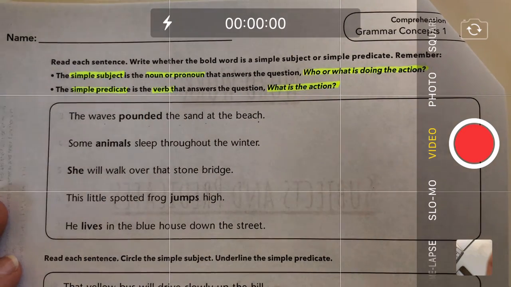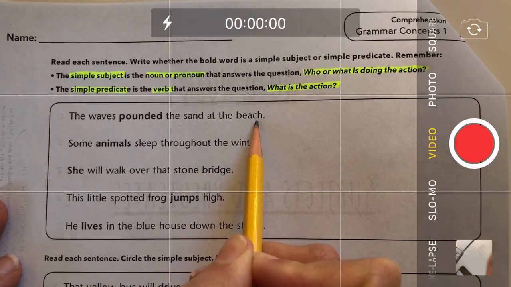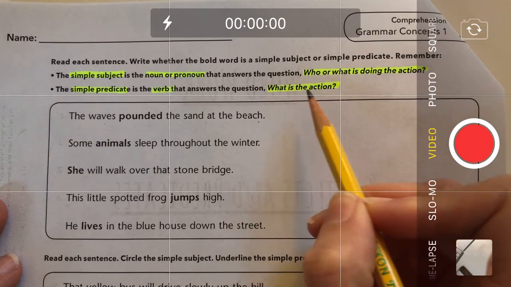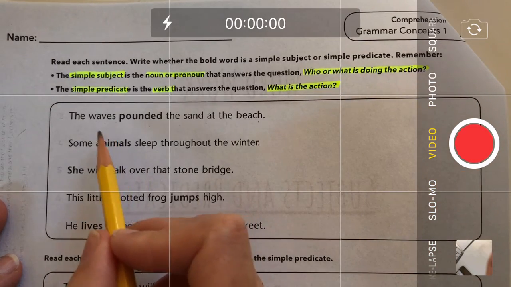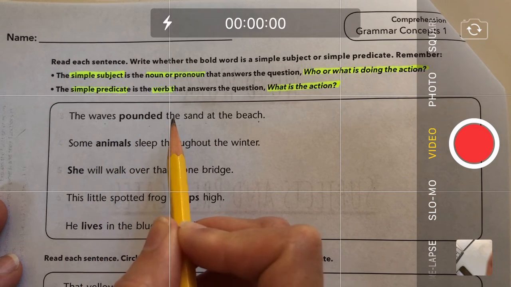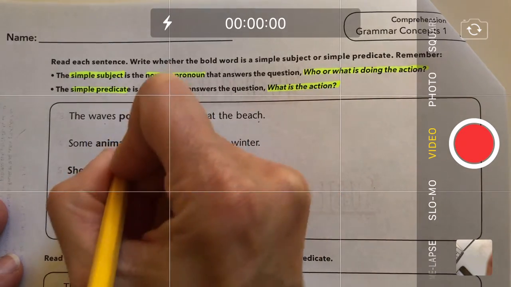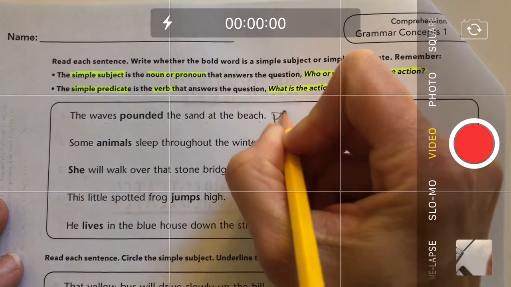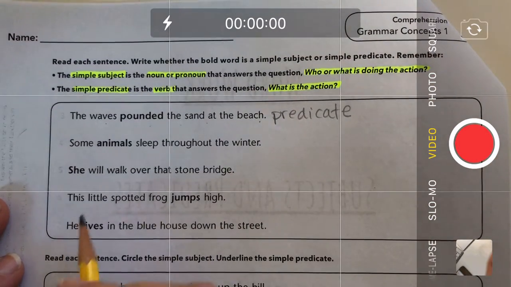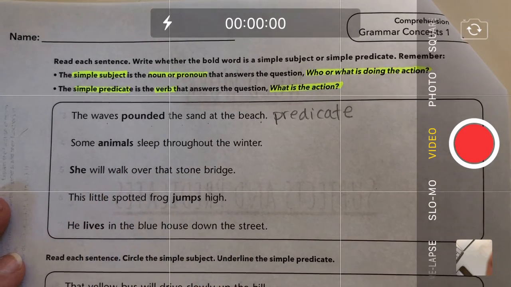So now I'm going to look at each sentence. The waves pounded the sand at the beach. So I want to ask myself, who or what is doing the action and what is the action? What is doing the action? The waves. And what are the waves doing? They pounded the sand at the beach. So I think that waves is the subject and pounded is the predicate. So I'm going to write that right next to the sentence. Then you can continue to do that for each bold word in that section.